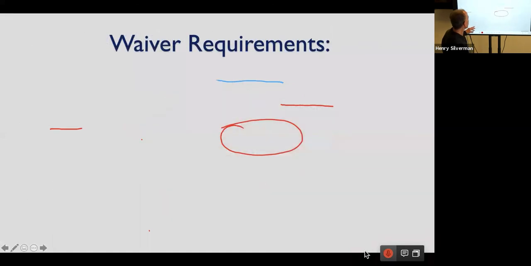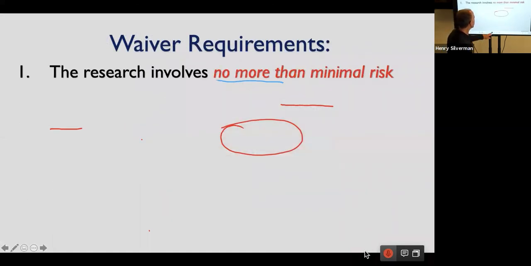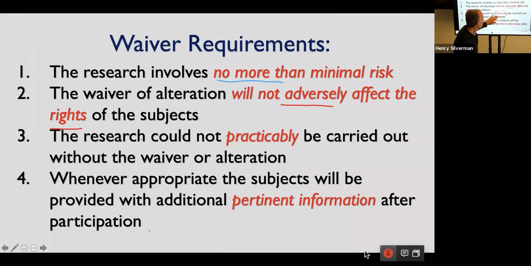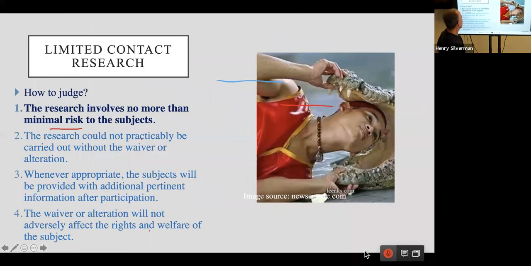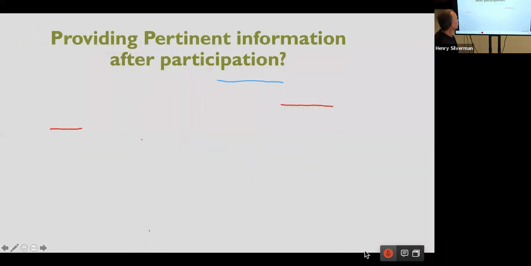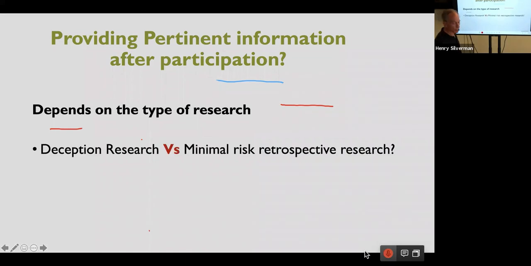I mentioned deception research. So, research with no more than minimal risk. We already discussed minimal risk. Whenever appropriate, the subjects will be provided with additional information, and essentially that depends on the type of research, deception research versus retrospective research.